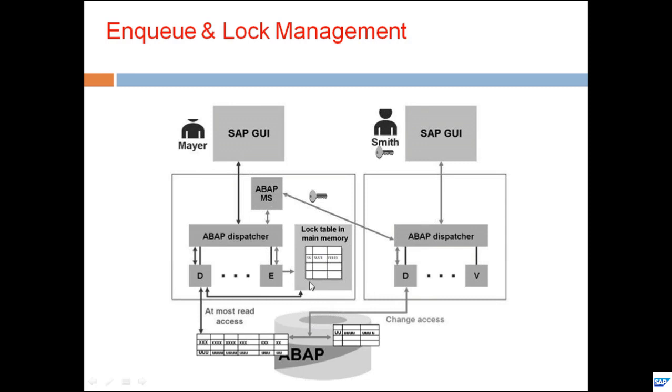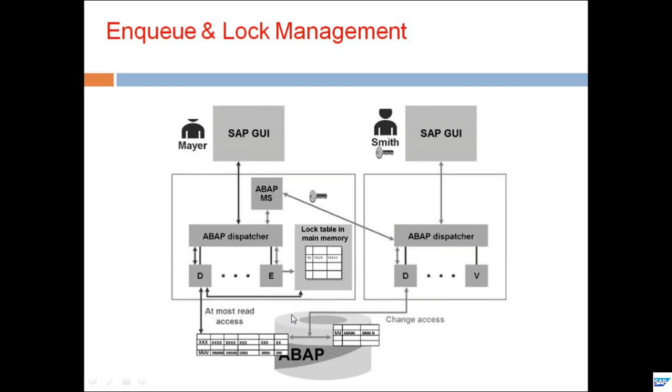So say if a dialog request is processed on the enqueue server, the dialog work process can access the lock table directly. It now checks whether a new lock can be generated, okay, that is, whether there is a collision with the locks that have already been set. If a lock can be set, the dialog work process creates it and the user, the lock owner, is given the lock key.